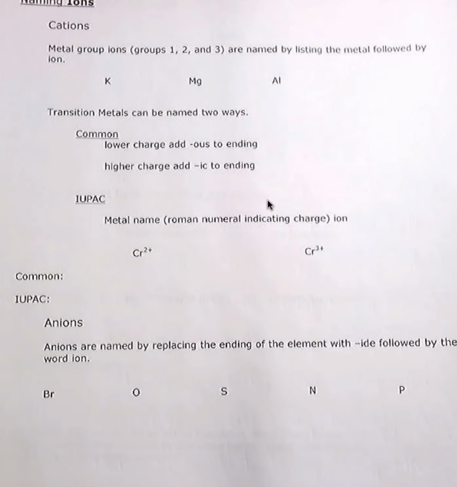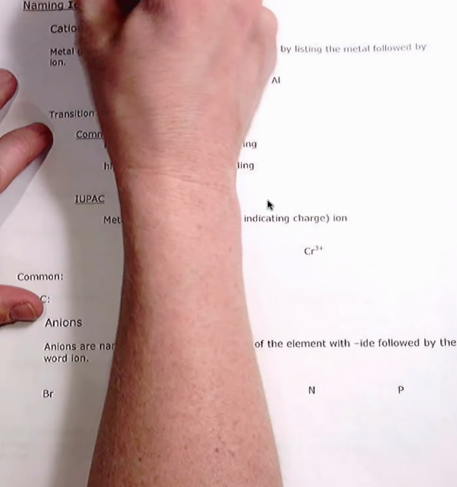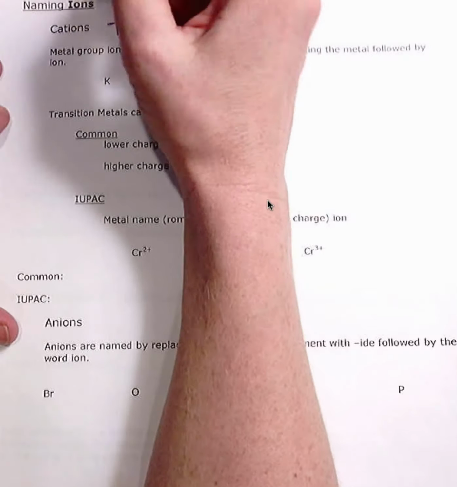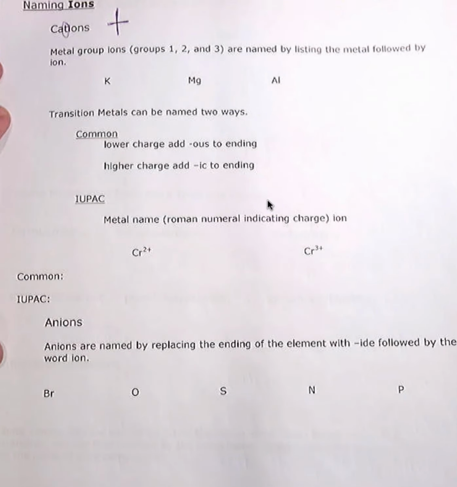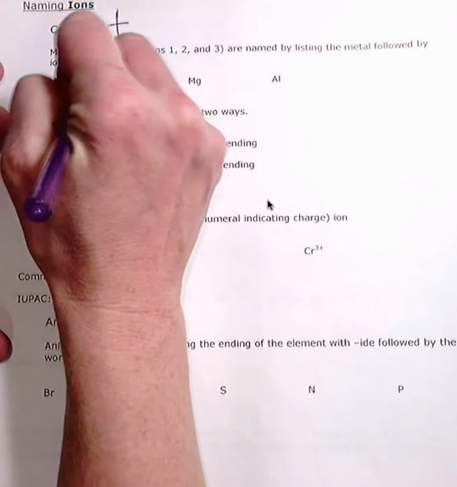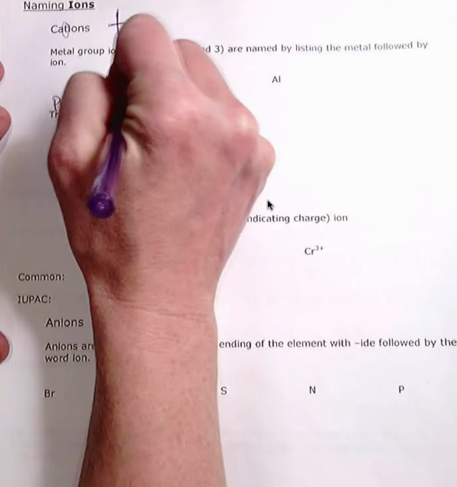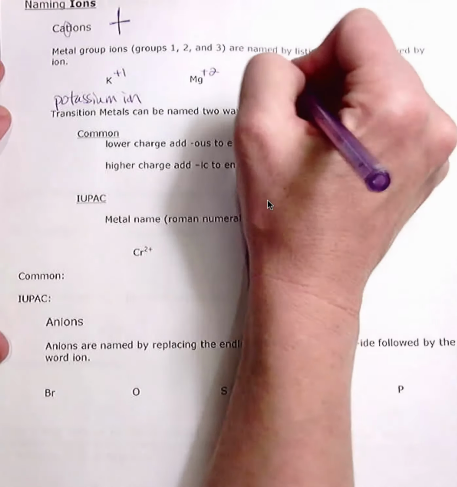Okay, so on to the next page, naming. Naming ions. So, cations. Remember, cations are the positively charged ions. You can remember that because cations have a T or a positive sign. Metal group ions, groups 1, 2, and 3, are named by listing the metal followed by ion. So this is potassium ion. That would be +1, +2, +3.